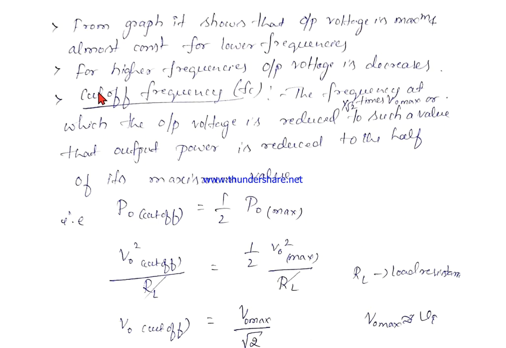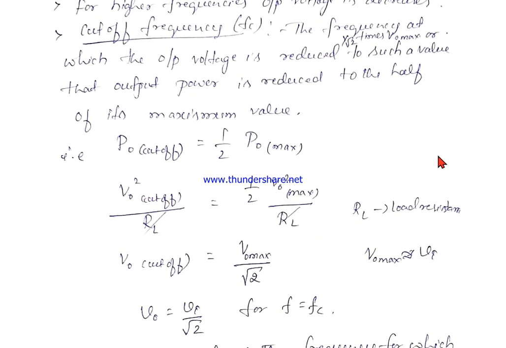Next, the cutoff frequency. It is the frequency at which the output voltage is reduced to 1 by root 2 times the maximum output, or it is such a value that the output power is reduced to half of its maximum value. That particular frequency is called the cutoff frequency.